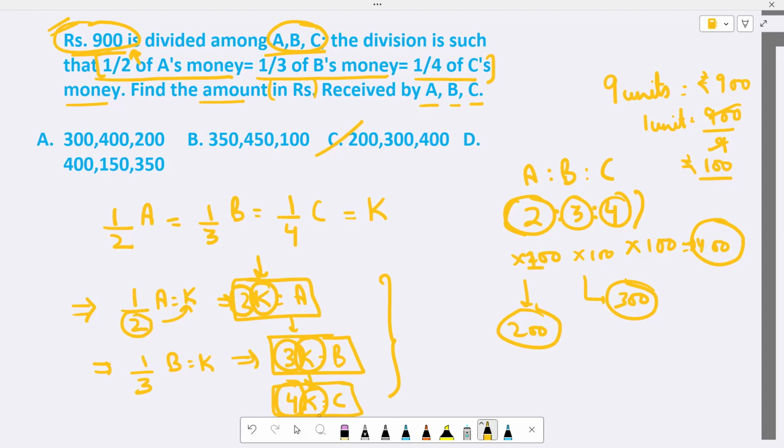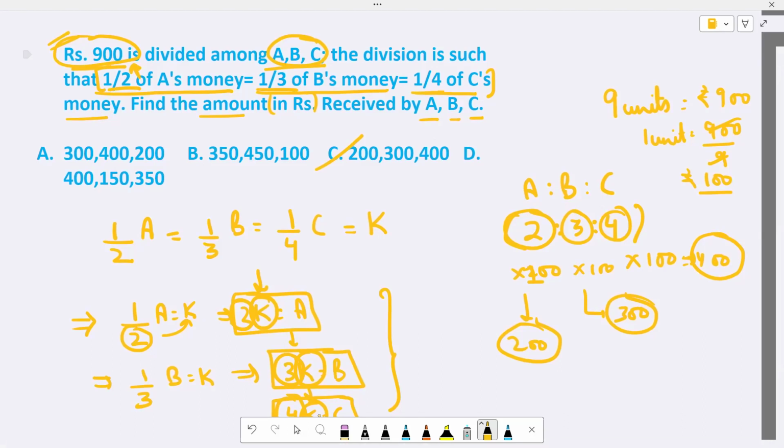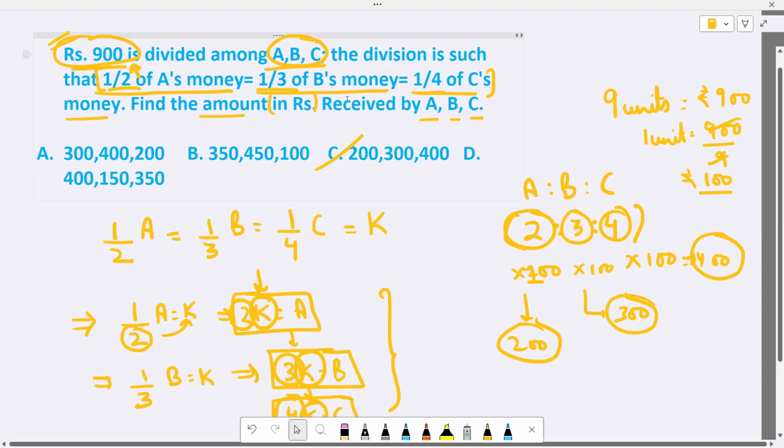The rest of the question is very simple. The tricky or main part of this question was to convert these particular values, like they are written in this particular form of fraction. We need to compare them and then we need to convert them into this particular form that we have dealt with.